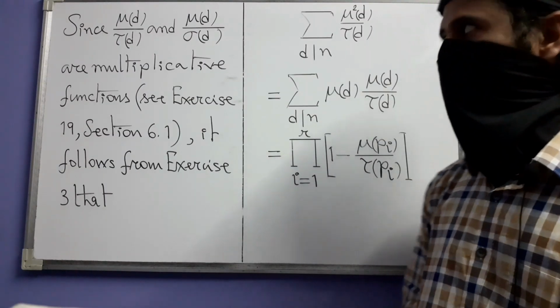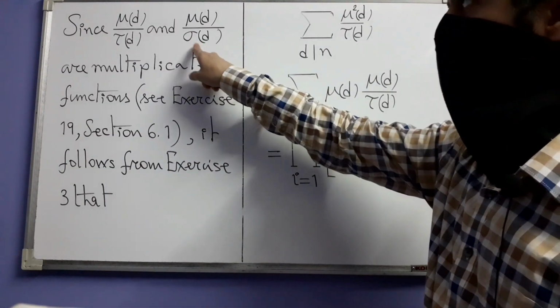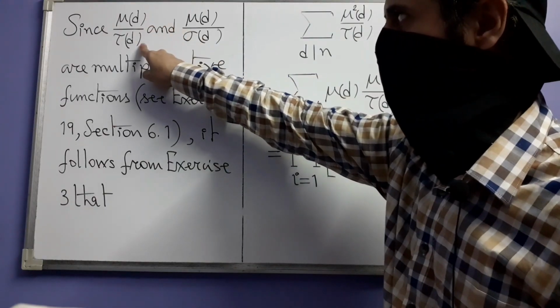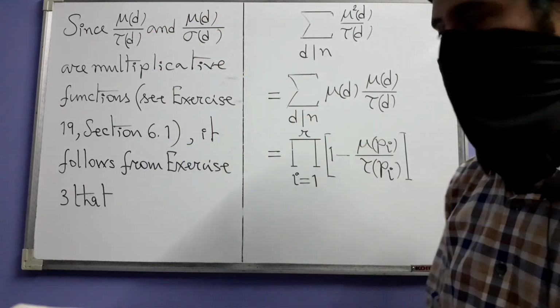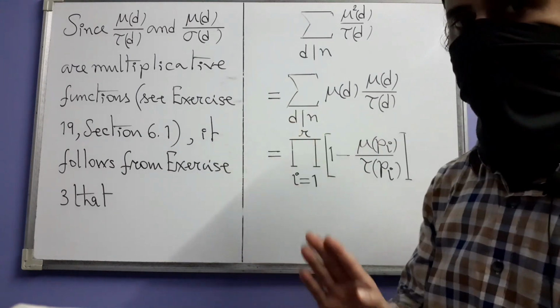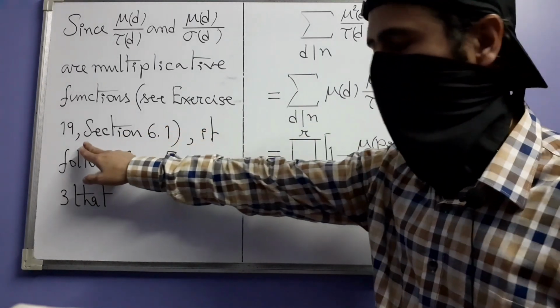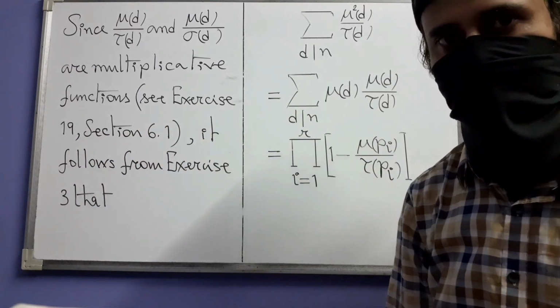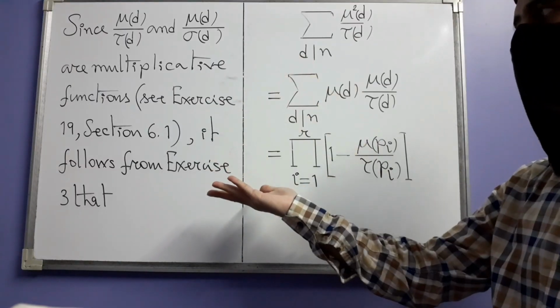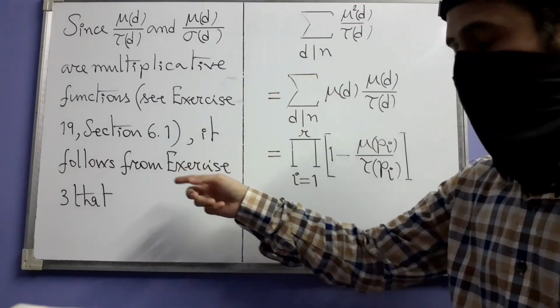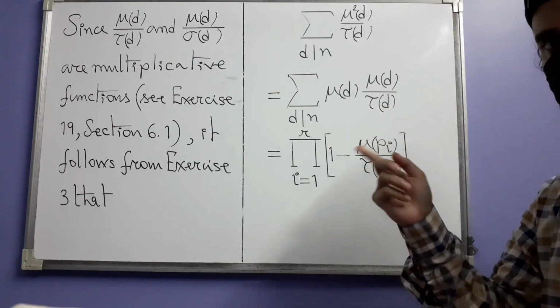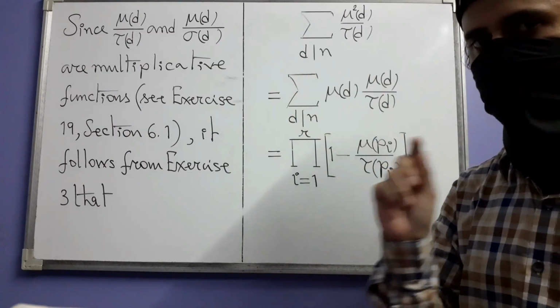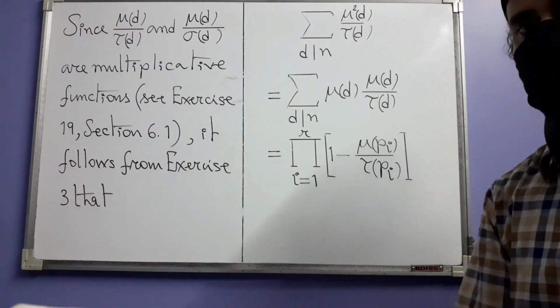So after that we note these facts, that mu of D divided by tau of D and mu of D divided by sigma of D are both multiplicative. And if you want more elaboration on this, you go and see exercise 19 from section 6.1. Because of these facts, it follows again from exercise 3 that whatever we did in the previous exercise, that is 4, we can do the same thing here.